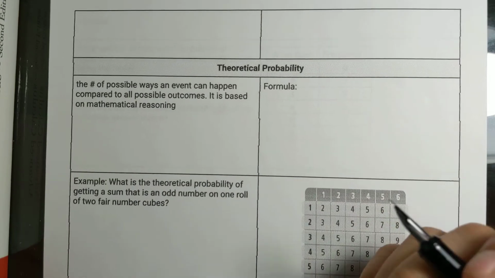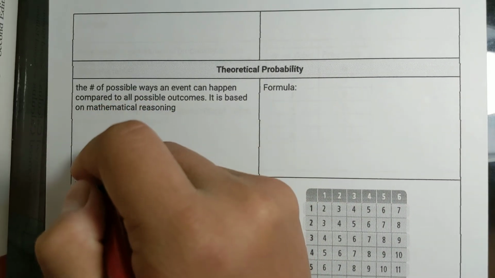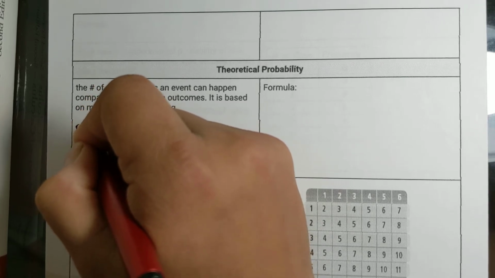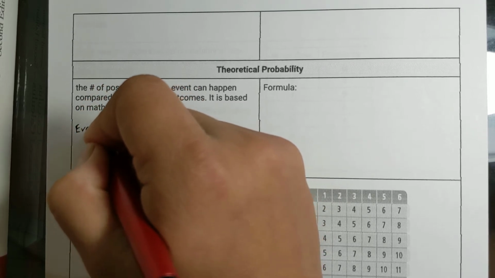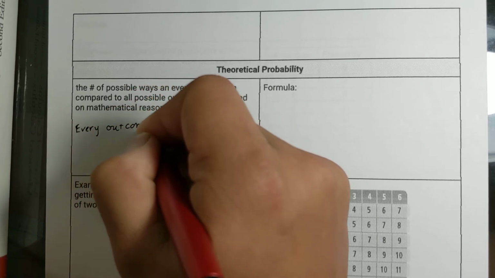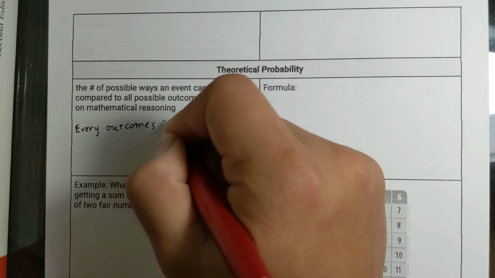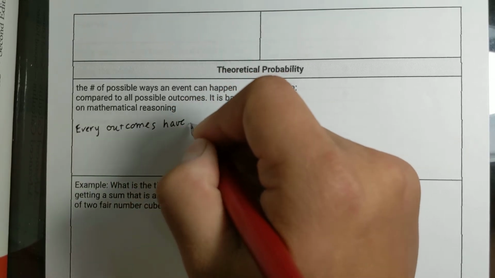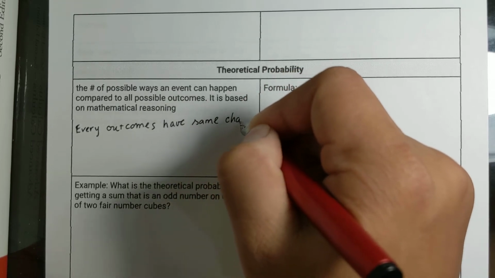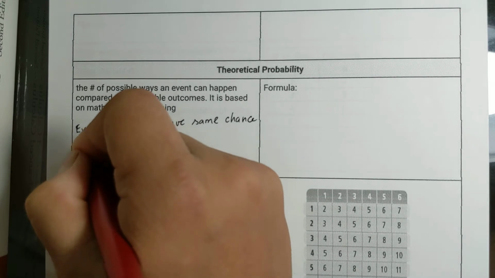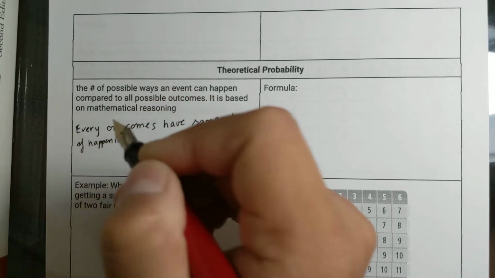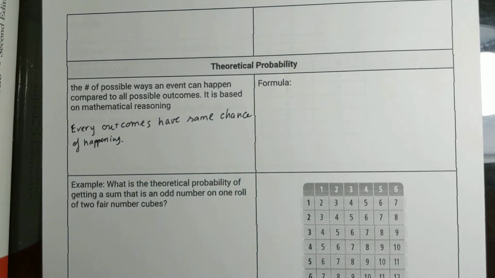So my definition of theoretical is that we have to assume that every single event or every outcome has the same chance of happening. That's theoretical. Every single outcome has the same chance of happening.